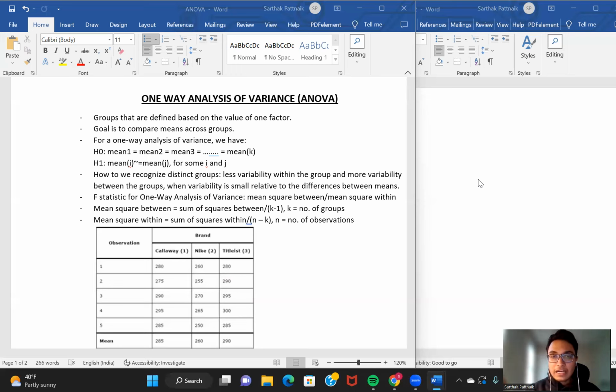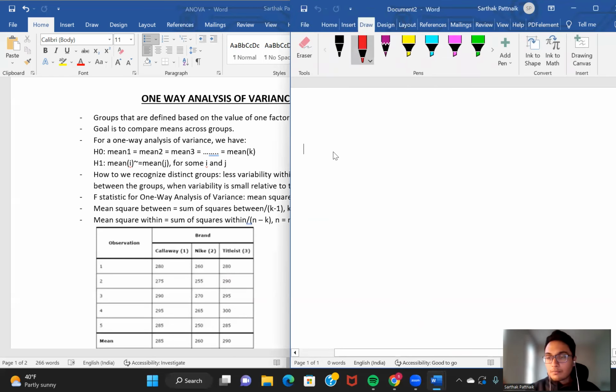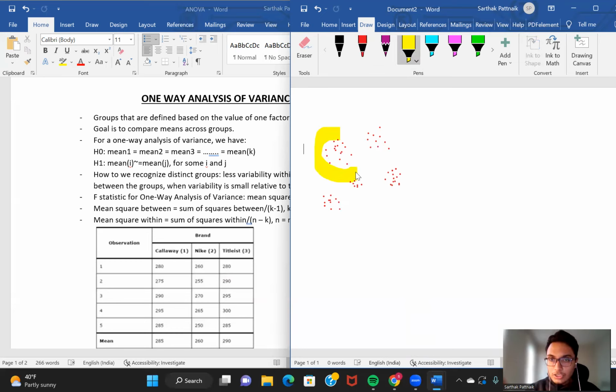Now, the fundamental idea in one-way analysis of variance is that what one-way analysis of variance aims at doing is, if we have a set of data points like this spread out in space, the goal of one-way analysis of variance is basically to identify which groups are similar and which groups are different.